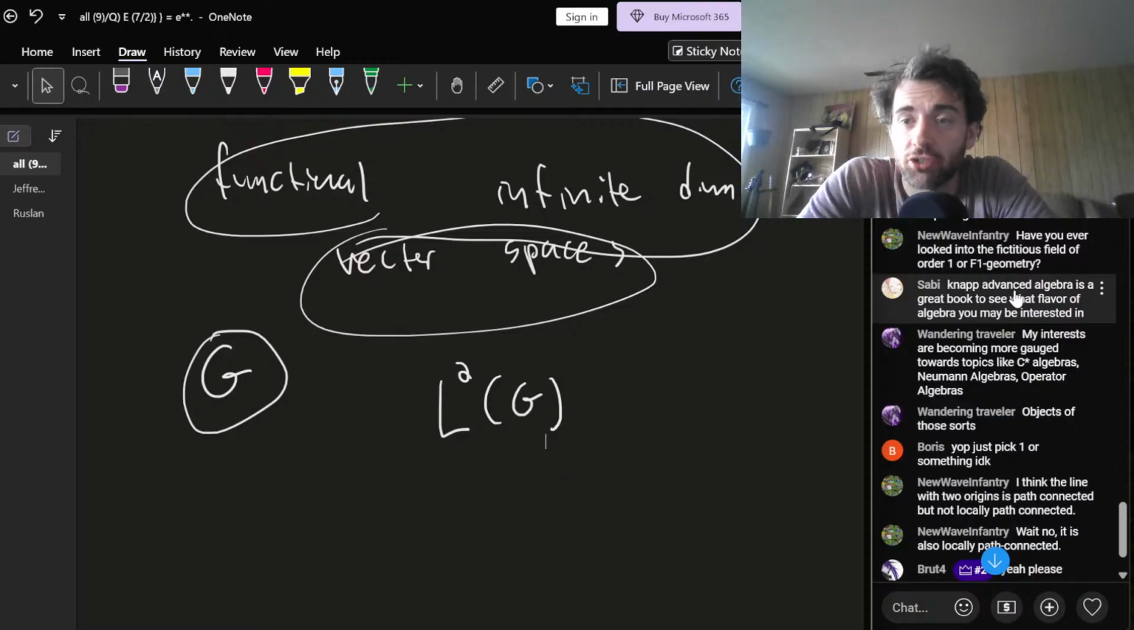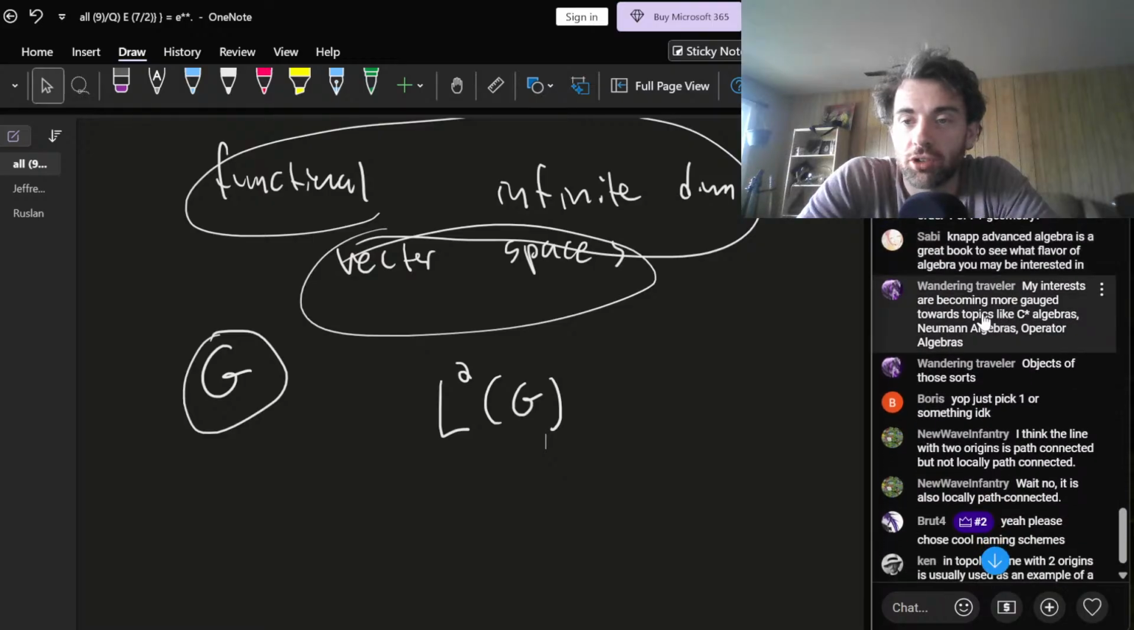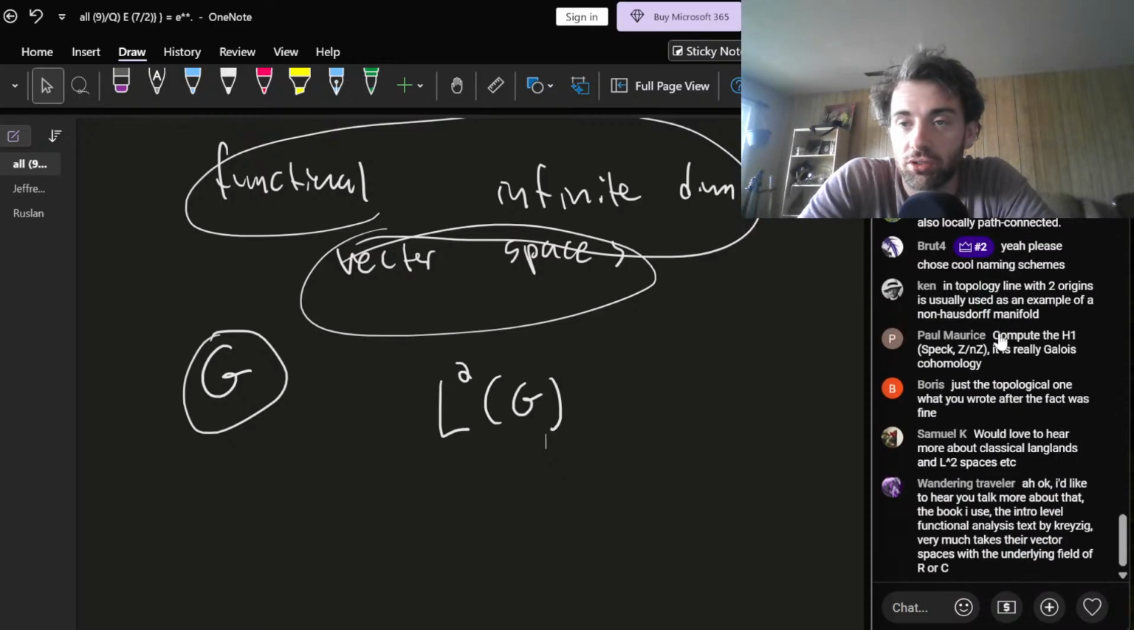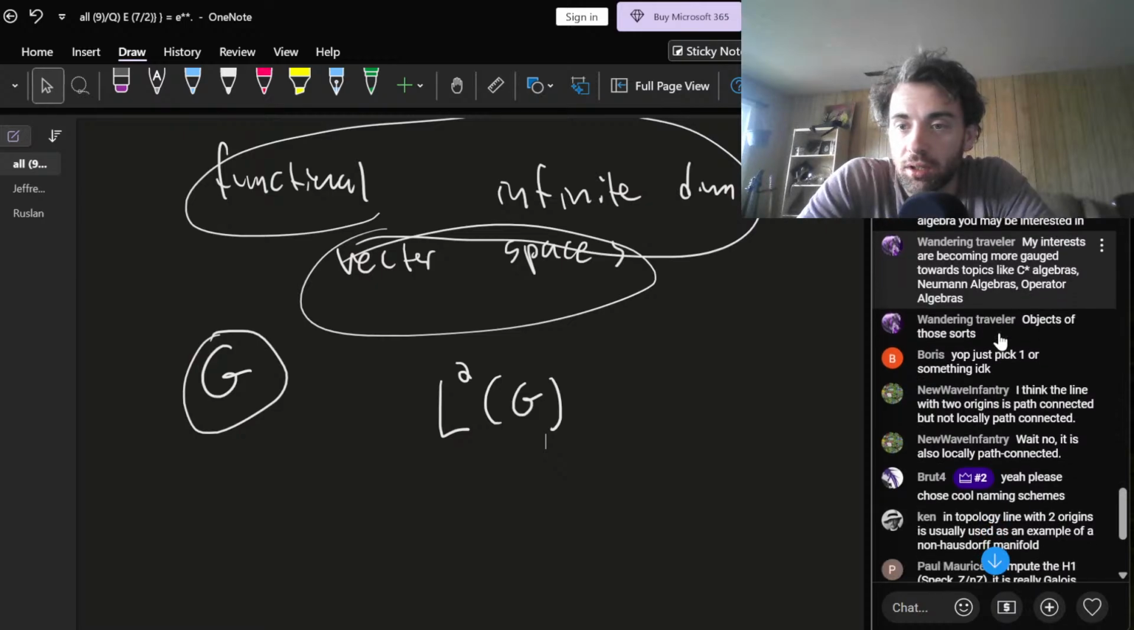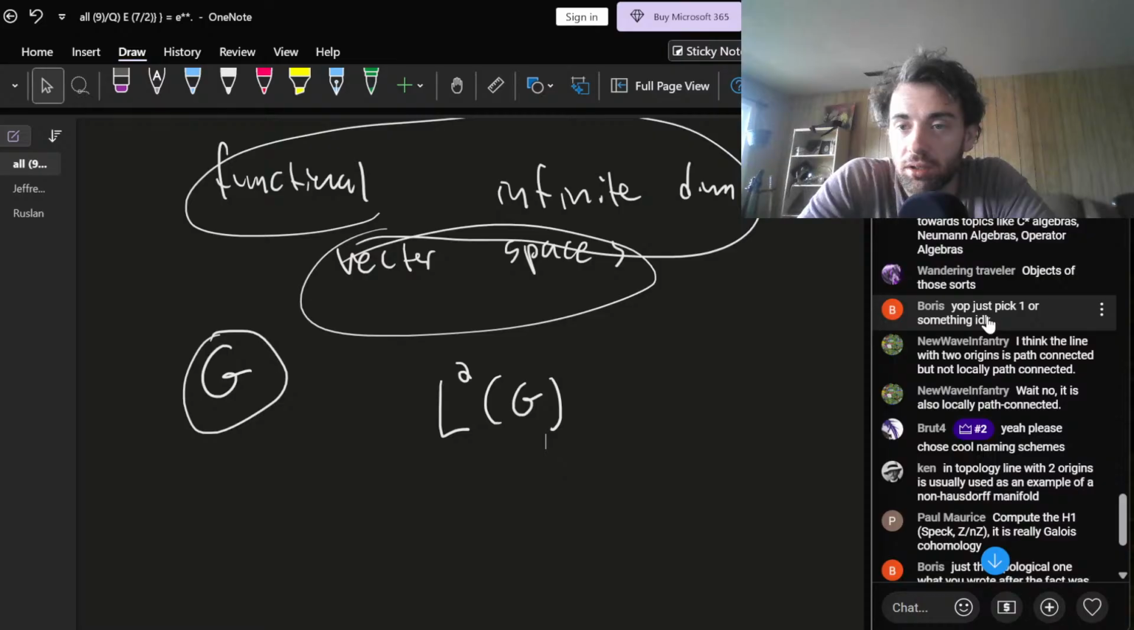Knapp's Advanced Algebra, yes. I do want to get myself a hard copy of that book, because I have a hard copy of his Basic Algebra. Yeah, I would like a hard copy of that one. My interests are becoming more geared towards topics like C-star algebras, von Neumann algebras, operator algebras. Nice, nice, nice.